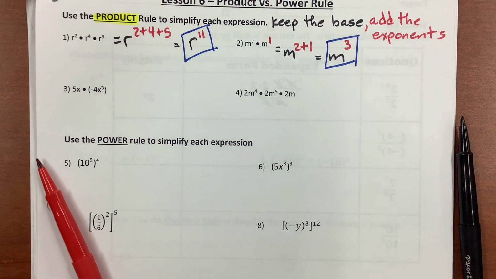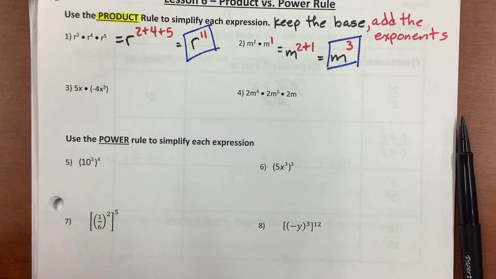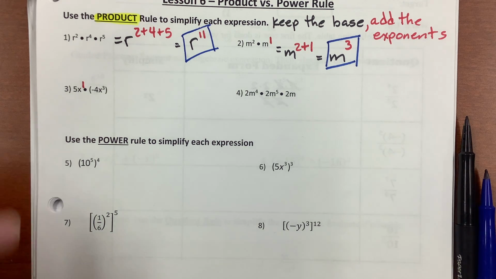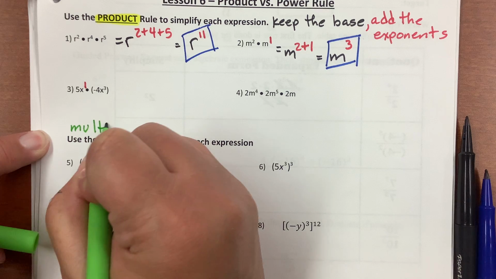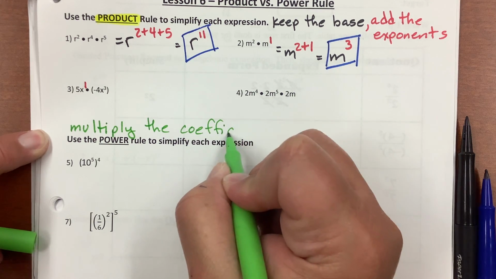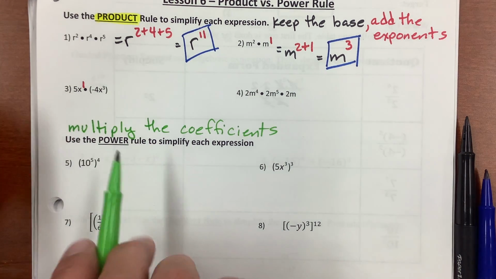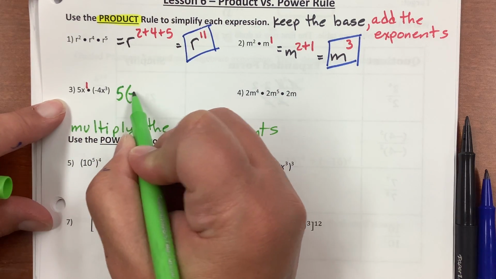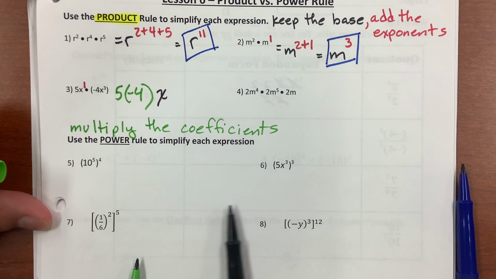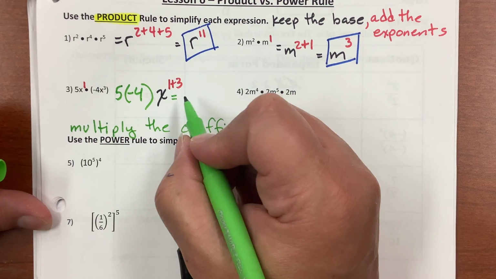The next one. This has coefficients and it has variables. And it's missing an exponent. So my variable x, start with that. Put a 1 there. Now remember, you multiply the coefficients, then keep the base and add the exponents. So for this one, I have to do 5 times negative 4 first. Then I keep the base x, and I'm going to add the exponents 1 plus 3. So multiply the coefficients. 5 times negative 4 is negative 20.